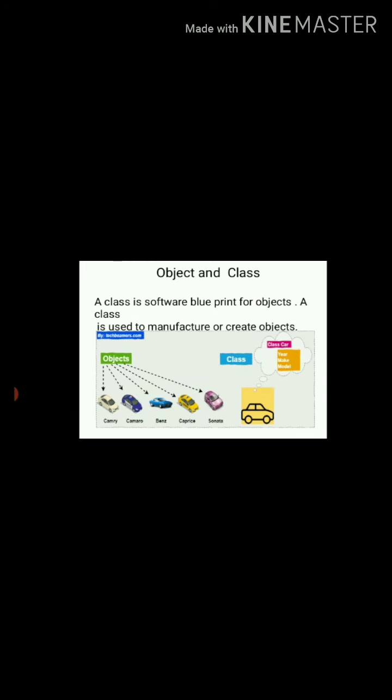Next is object and class. A class is a software blueprint for objects. A class is used to manufacture or create objects. Sometimes a class is also called a factory of objects.